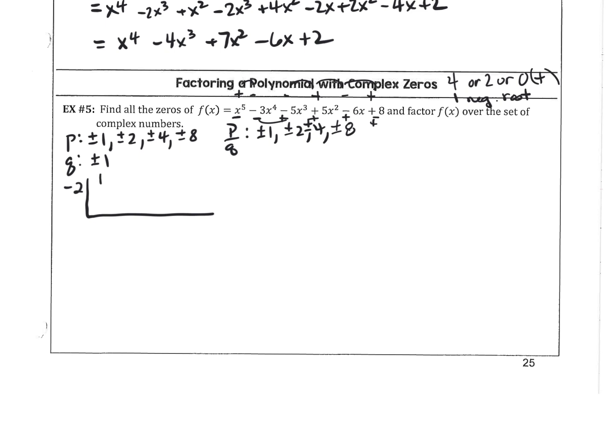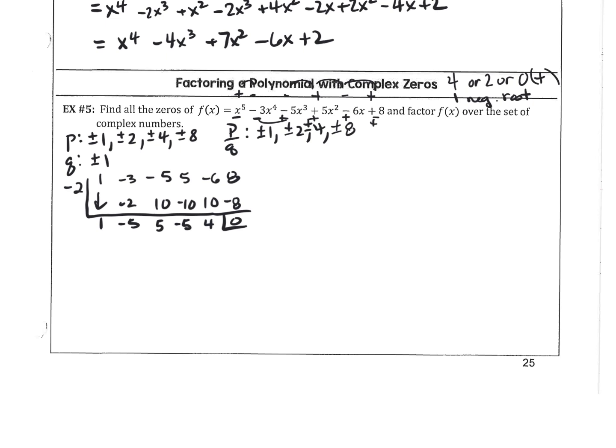So we have 1, negative 3, negative 5, 5, negative 6, 8. Bring this down. We have 1, negative 2, negative 5, positive 10, 5, negative 10, negative 5, positive 10, 4, negative 8, and that's 0. Boom. We've got 1. That's our negative. It's the only negative I know, so I don't have to try any of the other negatives.